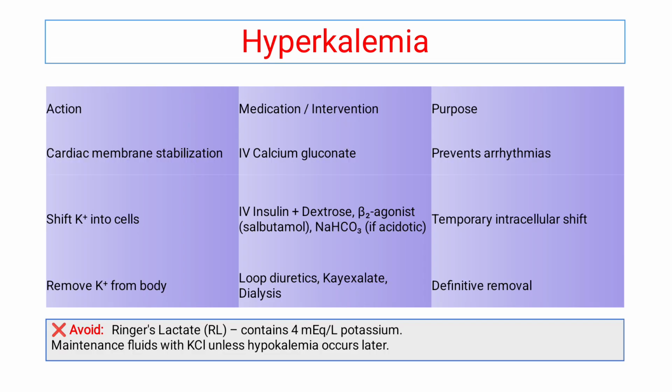This is a generalized treatment for hyperkalemia. For cardiac membrane stabilization, we usually give IV calcium gluconate to prevent the arrhythmias. For shifting potassium into the cells, we use IV insulin with dextrose, beta 2 agonists like salbutamol inhalation, and sodium bicarbonate if the patient has severe acidosis. If we have to remove potassium from the body, we can use loop diuretics, and in refractory cases of hyperkalemia, we usually do the dialysis.